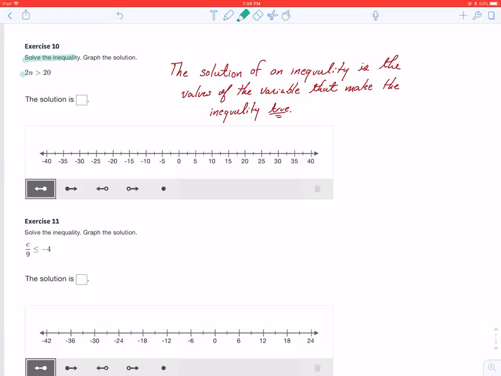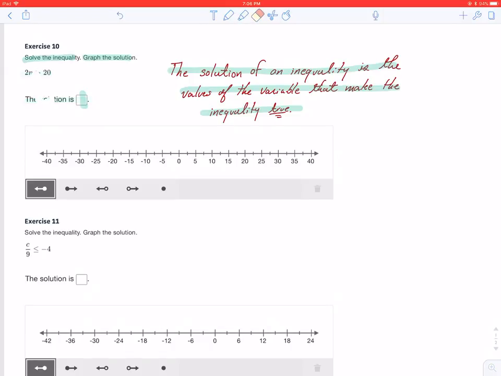Exercise 10 asks that we solve the following inequality, that's 2n is greater than 20, or 2 times n is greater than 20, and then graph the solution. Just as a reminder, whenever we're solving an inequality, because here it wants us to solve it and put the solution into this little box, what we're doing is solving for the values of n, or any variable, that are going to give us true statements for the inequality.